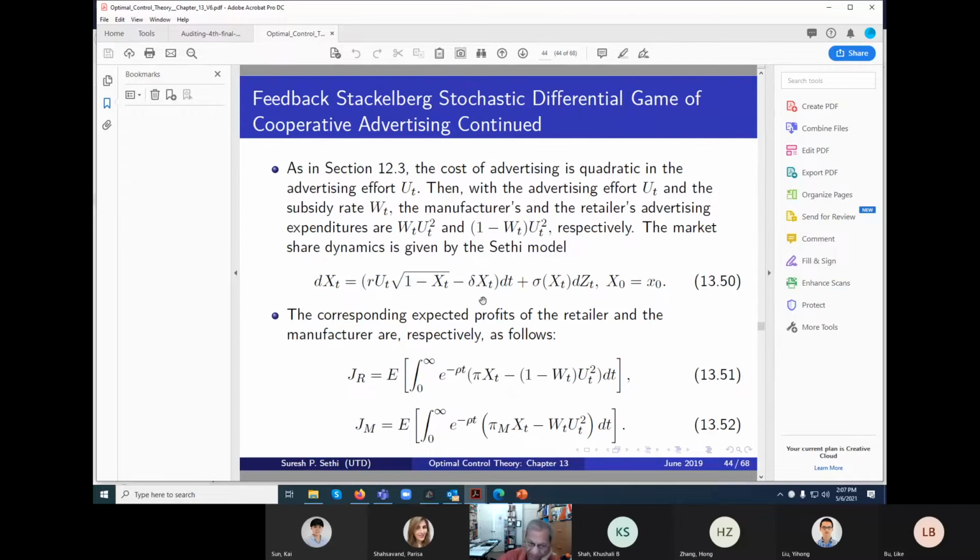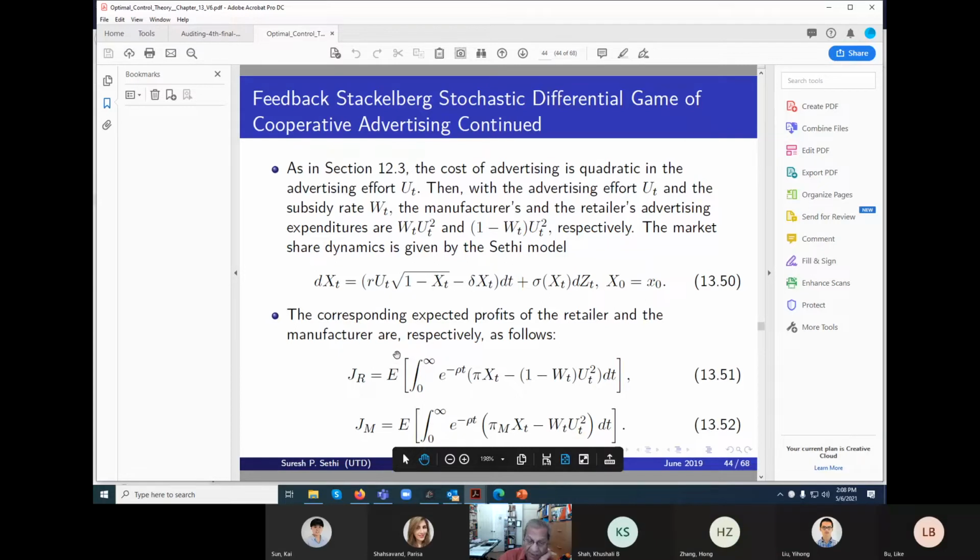So now we have a model. This is exactly the Sethi model of 1983, no difference. But the cost function, because in the Sethi model there was only one player and there was only one cost function, and that cost function was without this term. Now we have two cost functions. One has the 1 minus WT term, one has a WT term. This is the retailer, this is the manufacturer. This is the leader, this is the follower. So now we have a Stackelberg game. The manufacturer will announce the subsidy rate.